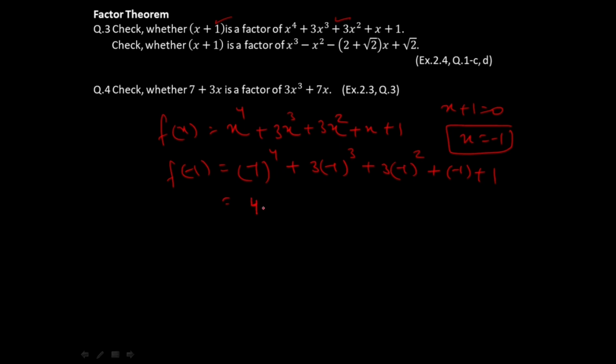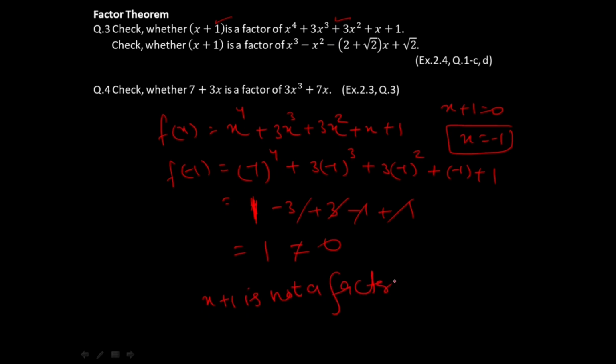I'll be getting positive 1, negative 3, and then this is 1 times 3, 3 only, negative 1 plus 1. That got cancelled, this got cancelled. Minus 1 to the power 4 is what? 1. It's not 4, so 1. This is non-zero. The remainder is coming non-zero. It means x plus 1 is not a factor of f of x. I hope this is clear. I'm not going to take the second part of question number 3. Let's pick question number 4.